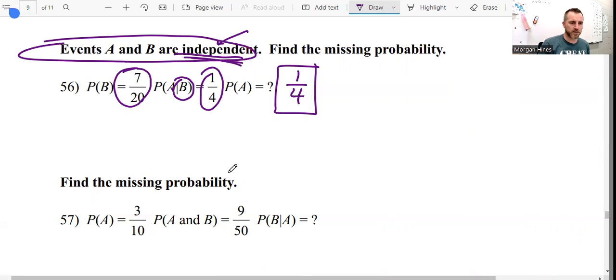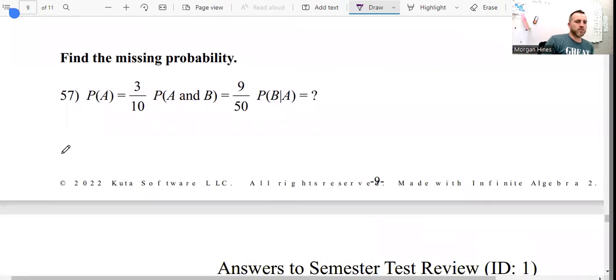So there's that. All right, find the missing probability. This says that the probability of A is 3/10. The probability of A and B happening, so A happens and then B happens, is 9 out of 50. What is the probability of B given A? All right, well, I can find the probability of B. If you want to know the probability of A and B, that is just equal to the probability of A times the probability of B.